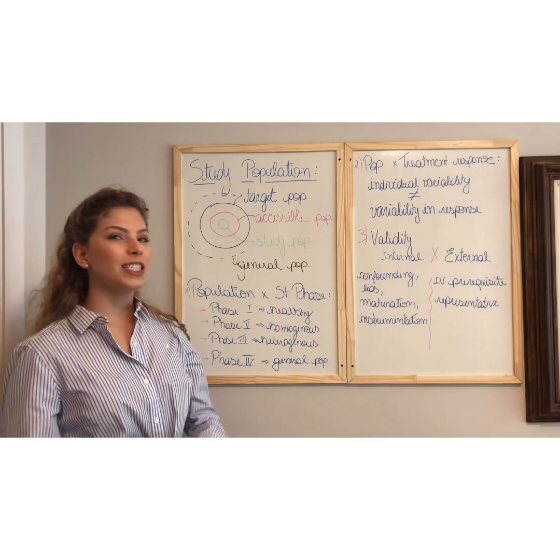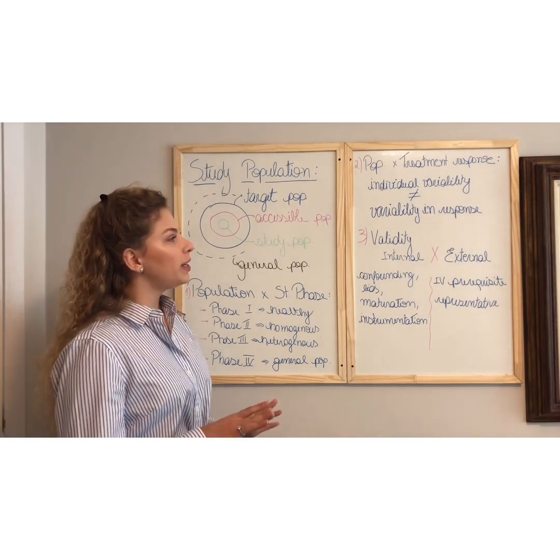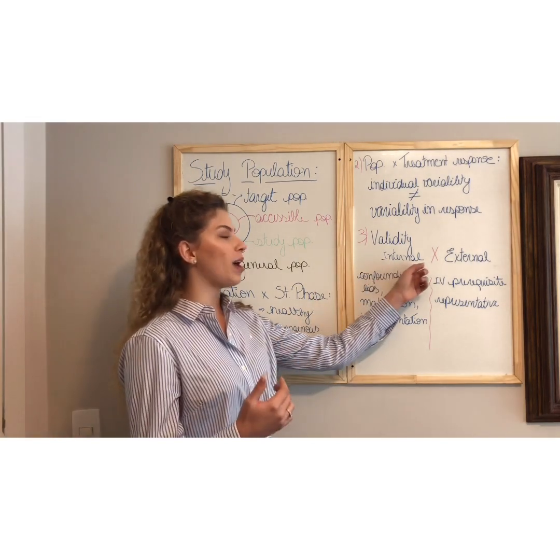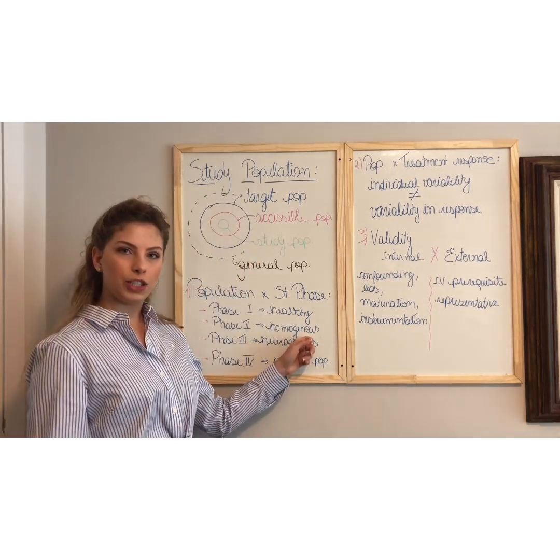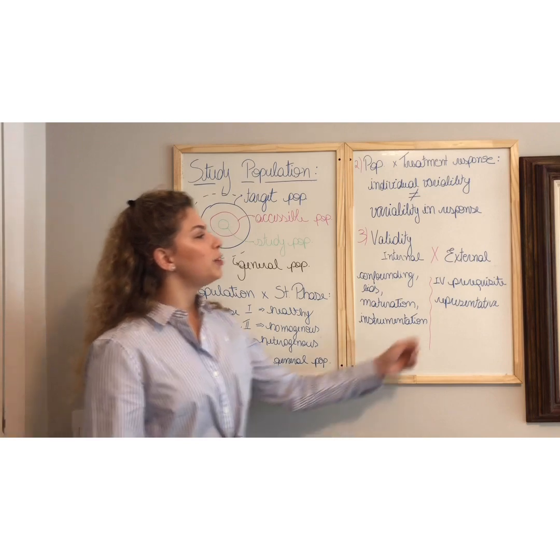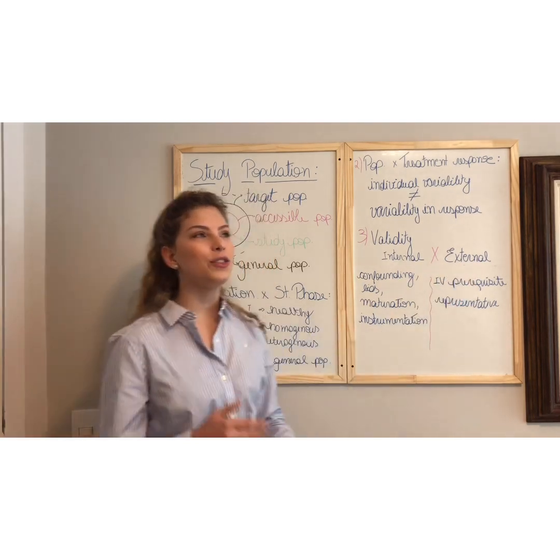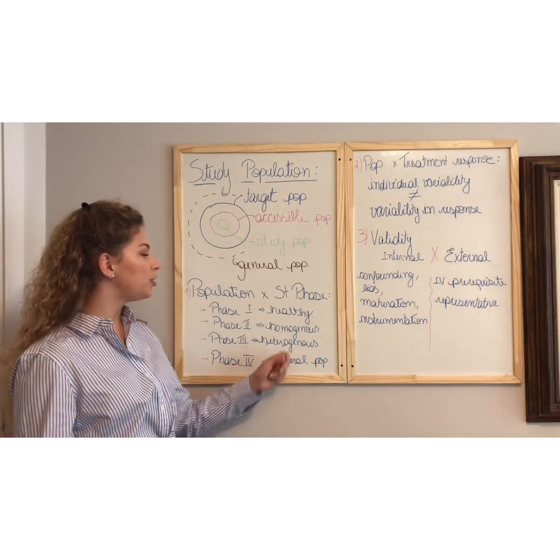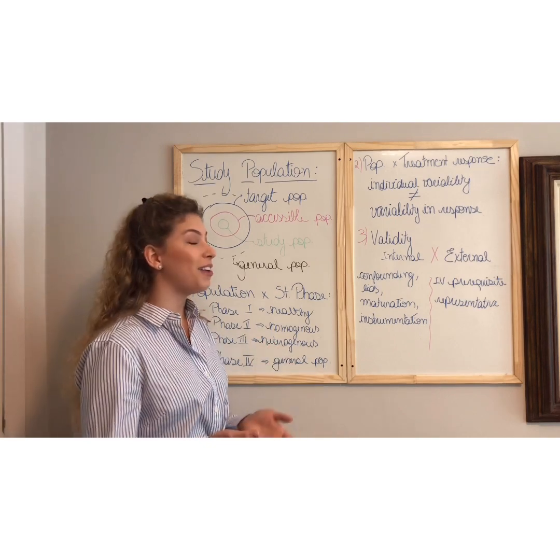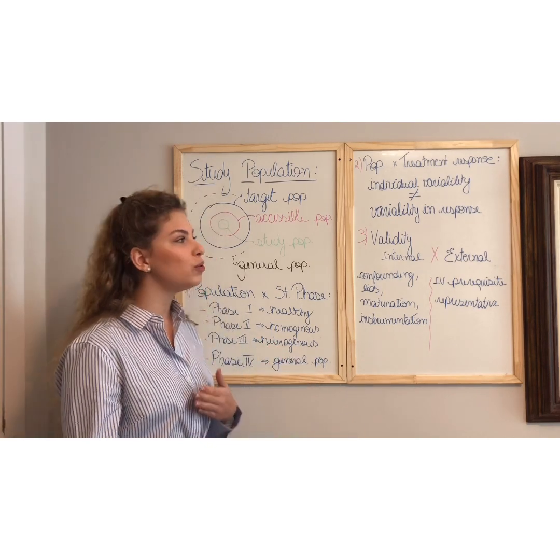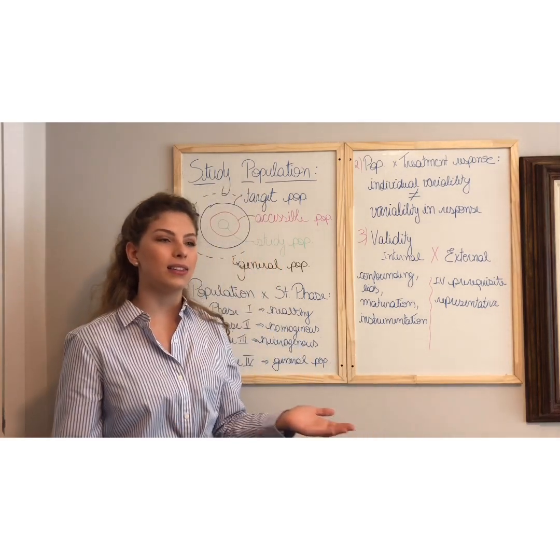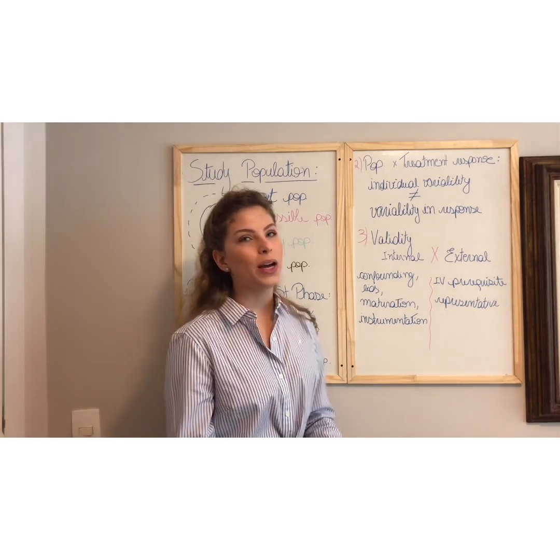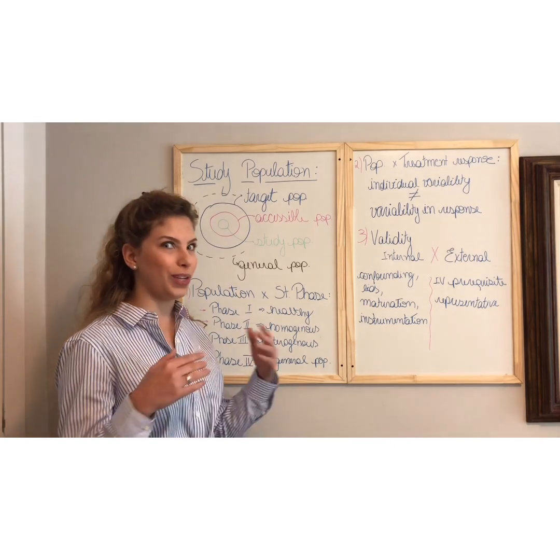But it is not that simple. Do you realize that in order to have internal validity, I have to have a more homogeneous population, but to have external validity, I need a more heterogeneous population? We have an imbalance here. How do I ensure internal validity and external validity at the same time? Well, that is why we have two phases, because we can't, right?